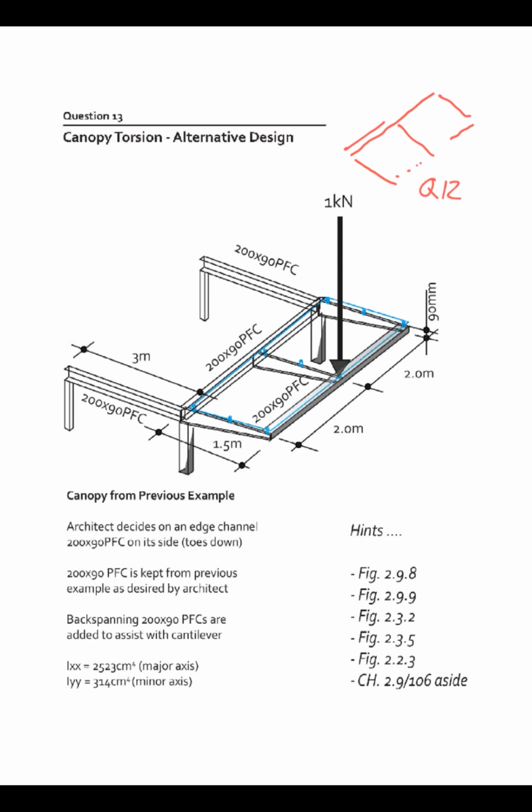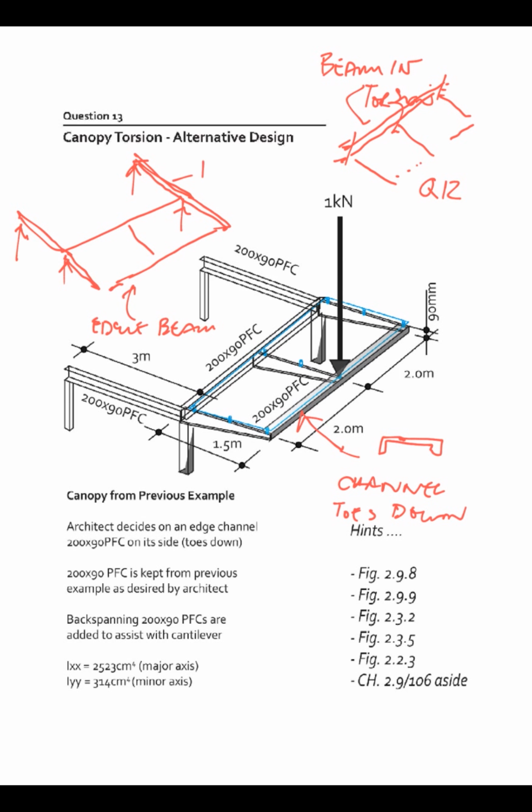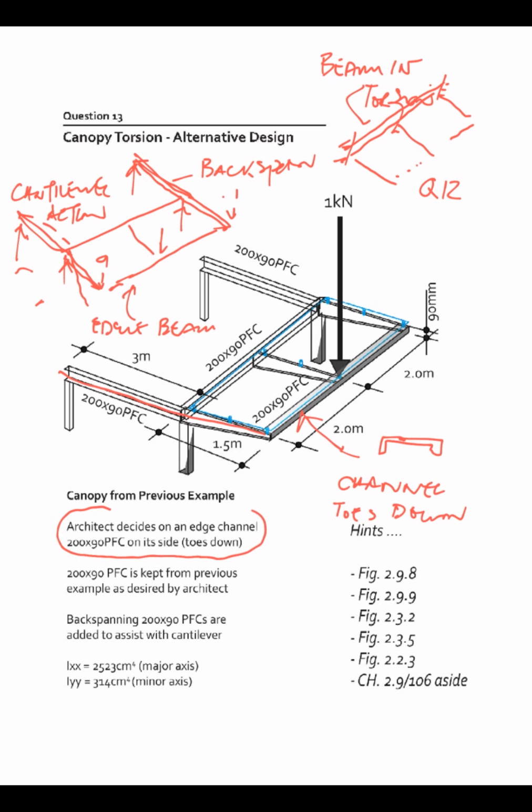Question 13, and this is the canopy problem which derives from question 12. In this we're looking at a torsion problem in that section, and the architect has allowed for an edge member, an edge beam, which is a channel section with its toes down, as we say, so it's on its side, so it's quite thin on elevation, and it's now supported by a backspan. We're taking away the fixed supports, the walls in the building, so essentially it's a cantilever with backspan action.